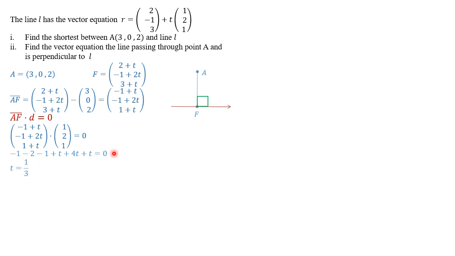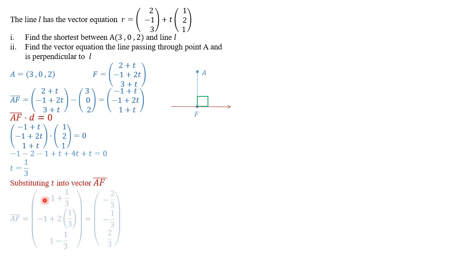So t equals 1 over 3 is a parameter which is satisfying a scenario where AF is now perpendicular to the line that we have here. Alright, so with t equals 1 over 3, we can find the coordinates of the foot by substituting into the line or the general point here. Or we can find the vector AF by just substituting into AF, and also find the modulus of AF.